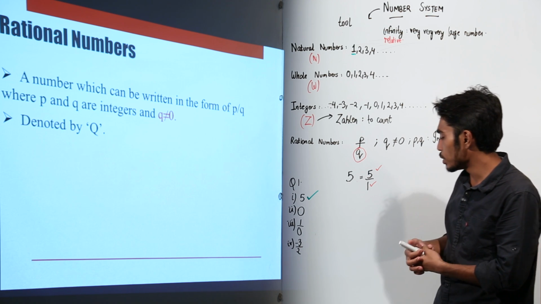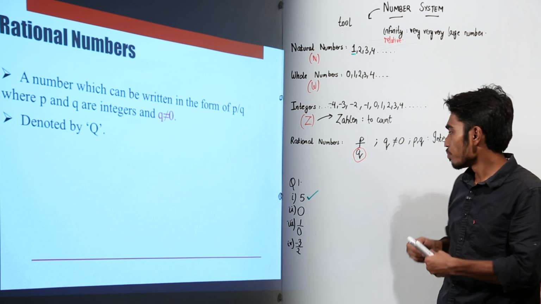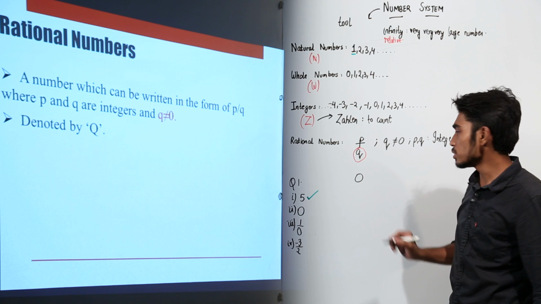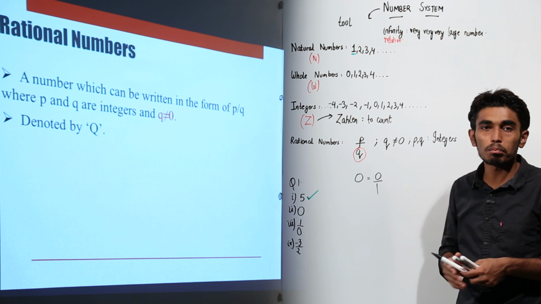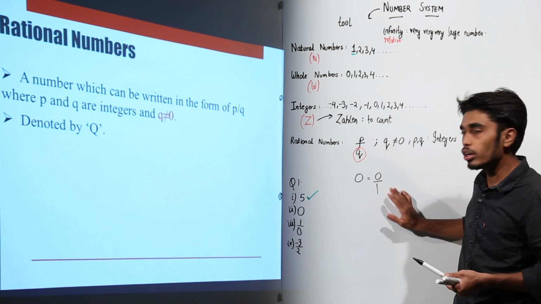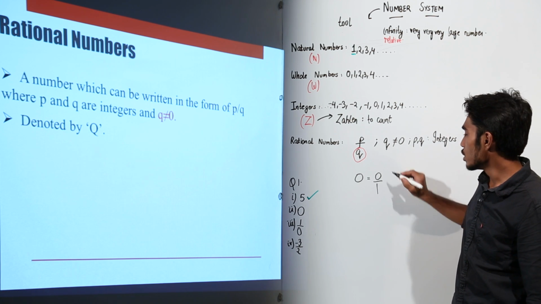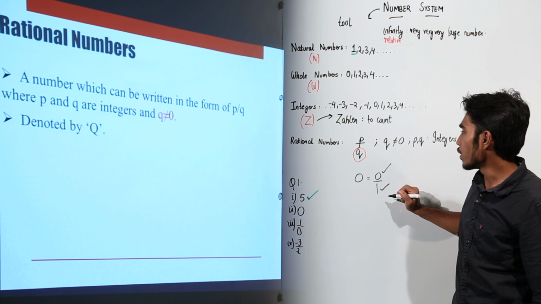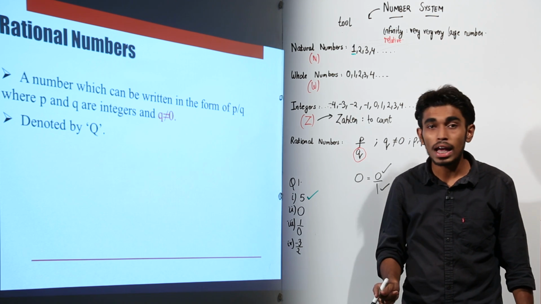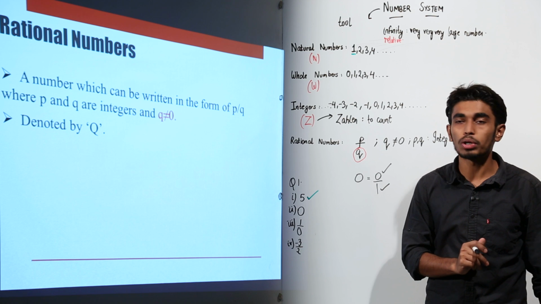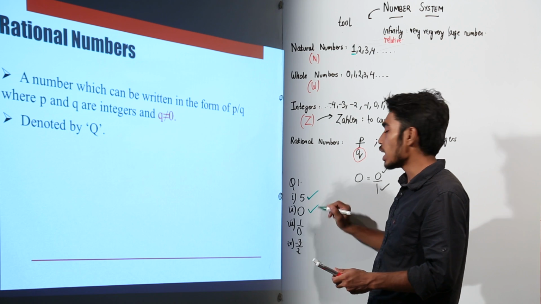Now let us deal with the next number, which is 0. So even 0 can be written as 0 by 1, because a number which does not have a denominator has the denominator 1. So let us verify with the definition. Both P and Q should be integers. 0 is an integer, 1 is also an integer. And the denominator should not be equal to 0. As we can see, we have a 0 but in the numerator, and the definition says that the denominator should not be equal to 0. Here the denominator is 1, so 0 can also be considered as a rational number.